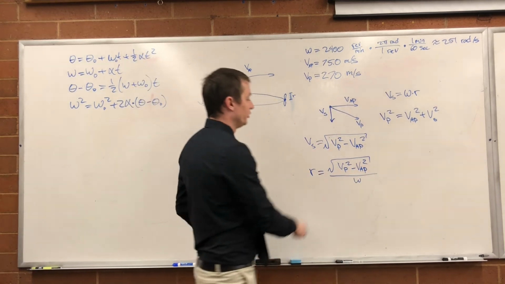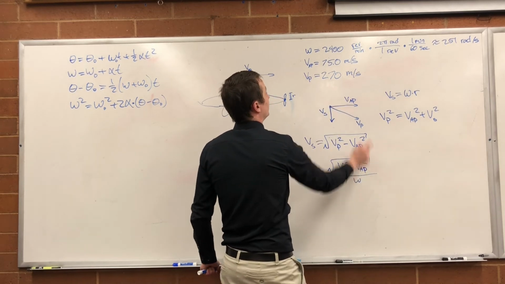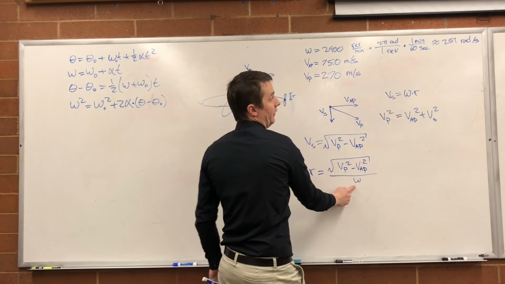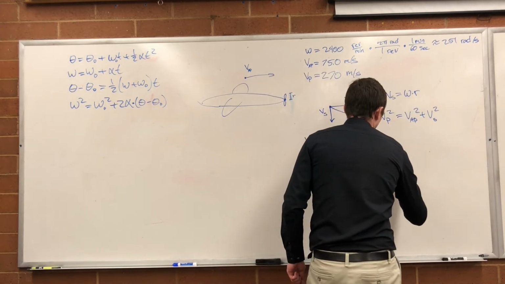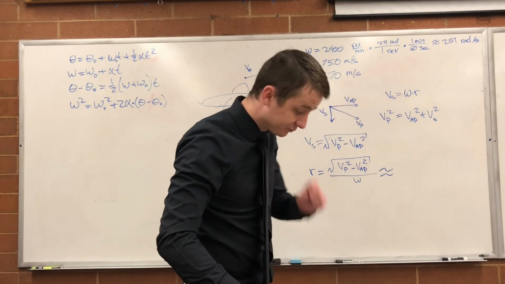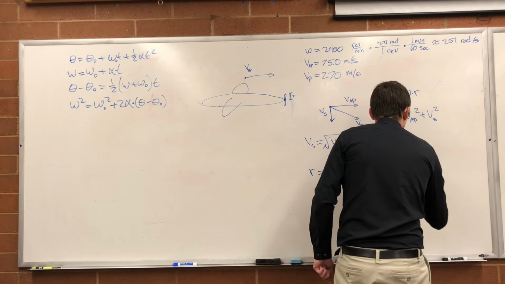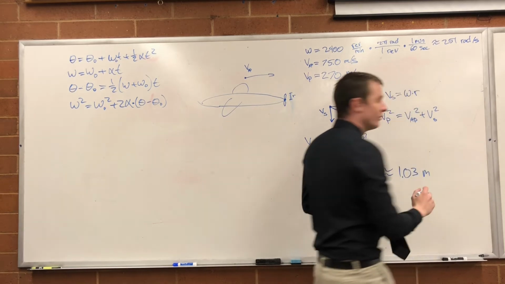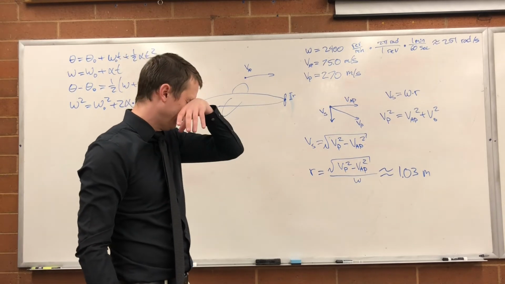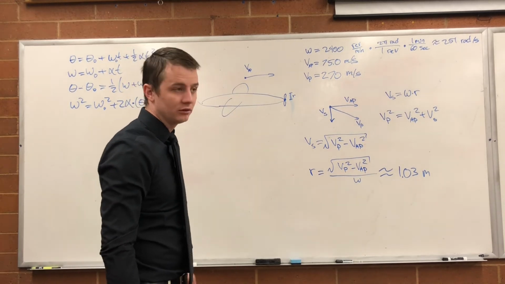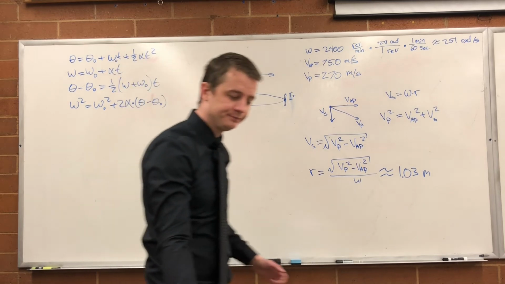Gotcha. And so the velocity of the propeller squared, that's 270 squared. The velocity of the airplane squared, that's 75 squared. And then omega, that's 251. You plug in all those numbers, and what comes out is 1.03 meters. So that's the radius of that propeller. That's the max radius you can put on that propeller to satisfy these conditions. Make sense? Yep.